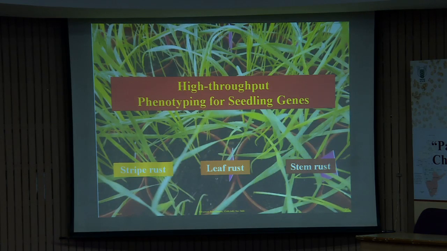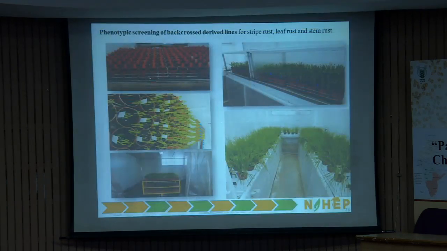High throughput phenotyping, because you have to evaluate a large number of lines, and you even have to evaluate them against different countries' pathotypes, if you have to use them for other countries too. Individually these will differ as far as rusts are concerned. Stripe rust needs a different temperature regime, leaf rust needs a separate one, and stem rust also needs a separate temperature regime. So they have very high throughput, not like in India, where we are still a bit far behind.